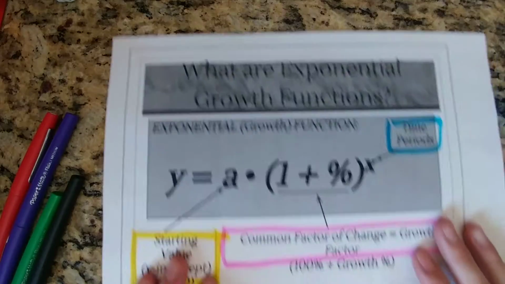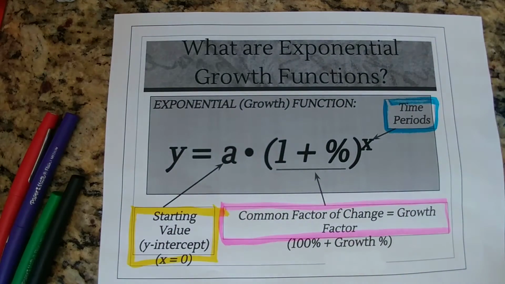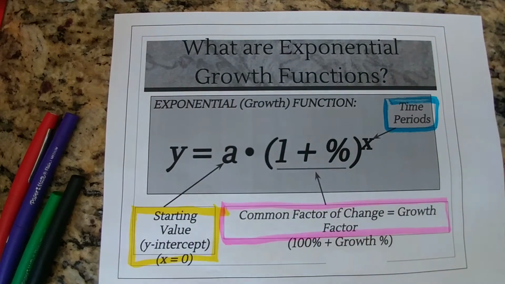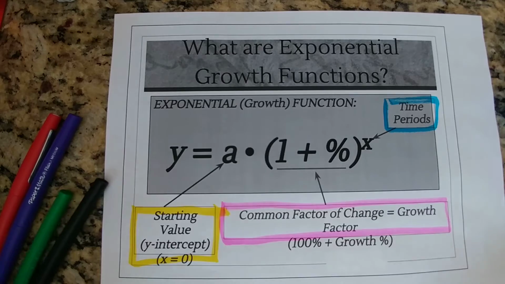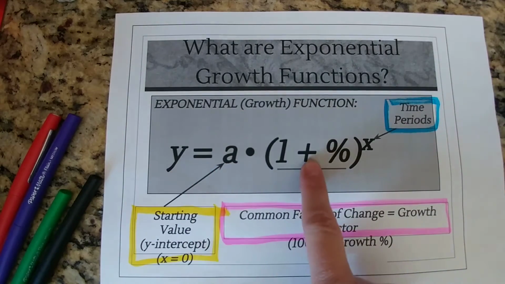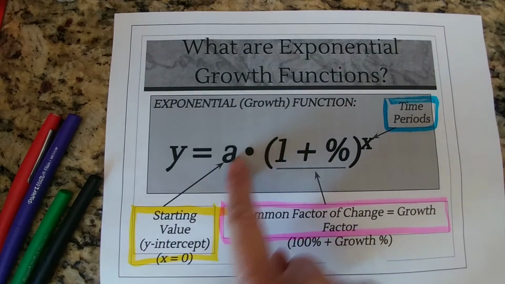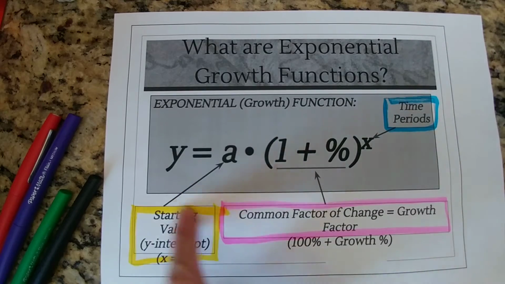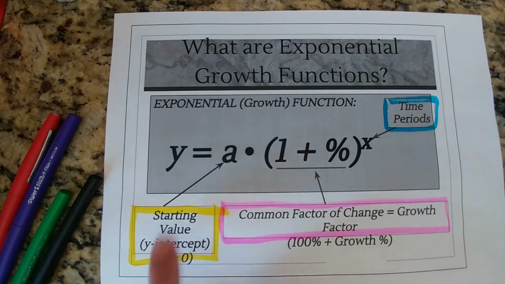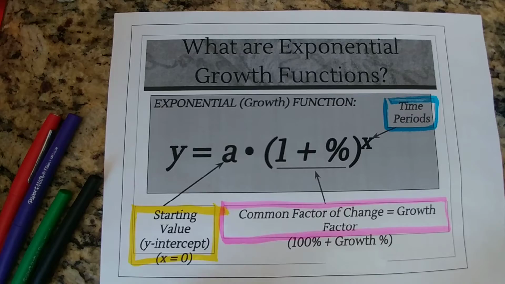All right, let's take a look at what an exponential function is. Maybe you want to pause this, or while I'm talking, go ahead and start writing, but it's going to look a lot like a regular exponential function. And remember, that's just y equals a times b to the power of x. The a is still the starting value, the y-intercept when x equals 0. That's still your a. That's your start.